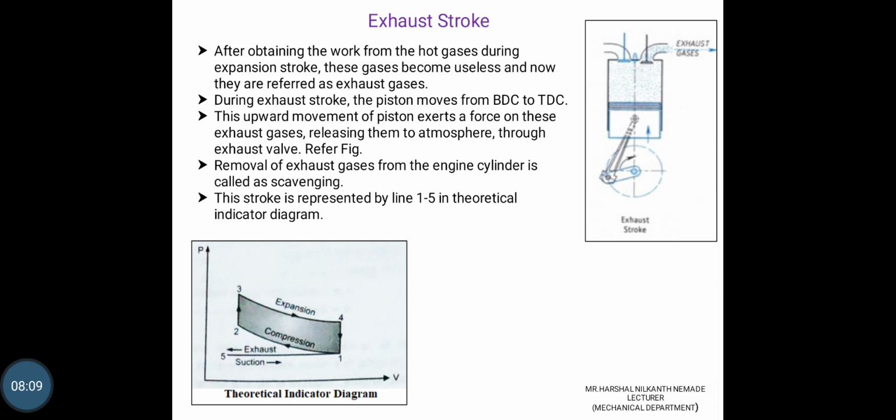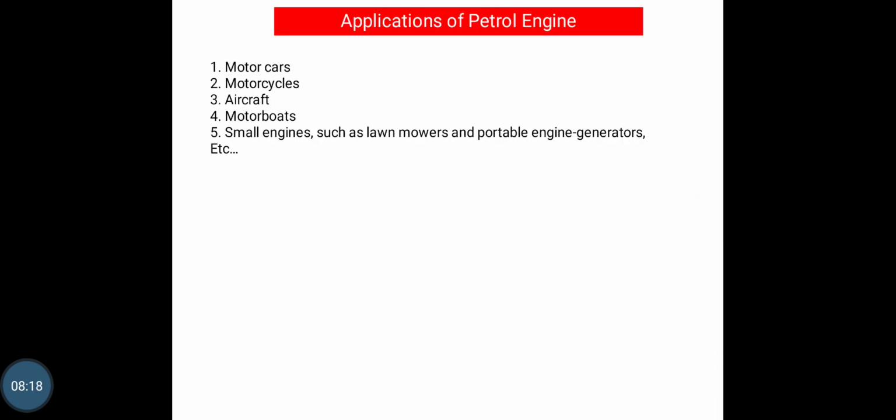Applications of the petrol engine: motorcycles, motor cars, aircraft, motor boats, small engines such as lawn mowers, portable engines, generators, etc. Now the 4-stroke diesel engine. The diesel engine works on the diesel cycle, with combustion at constant pressure.